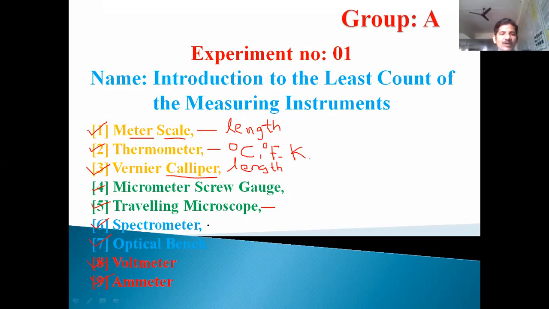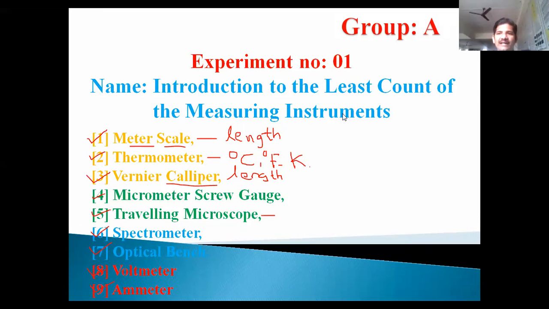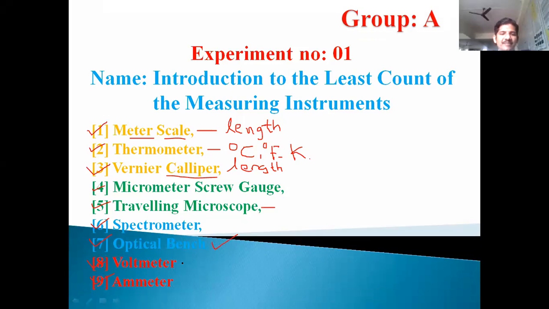Then for angular measurement, we have spectrometer. Then for determination of wavelength of source of light, we have optical bench. Then measurement of voltage, we have voltmeter. Then measurement of current, we have ammeter. These things you know very well.